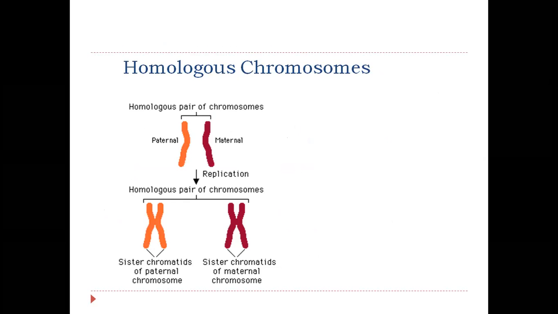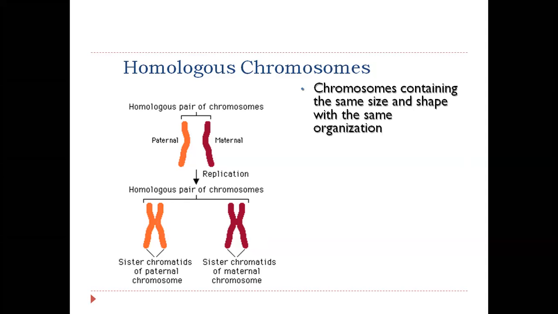So homologous chromosomes. The homologous chromosomes, one comes from the mother, one comes from the father, and when they replicate, they will have a sister chromatid. The homologous chromosomes carry the same information. They are similar to each other, but they are not identical. They have the same size and shape and the same organization, with the same position of the centromere.